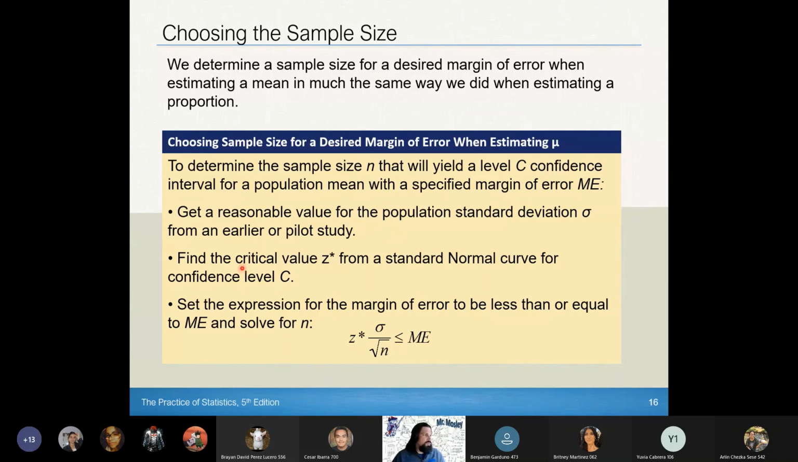We'll find the critical value z star from a standard normal curve for confidence level C. So if we're choosing the sample size, we're now moving back to using table A. We're going to set the expression for the margin of error to be less than or equal to ME and solve for n. Similar strategy as we did with proportions, just a little bit of a smaller formula.